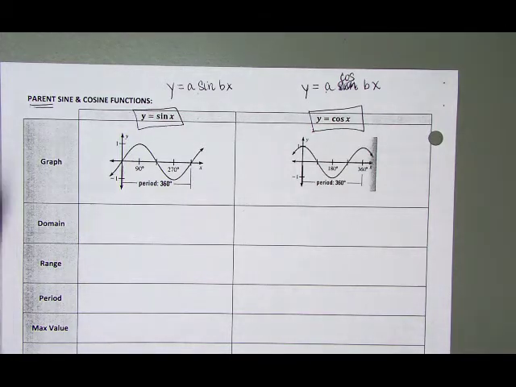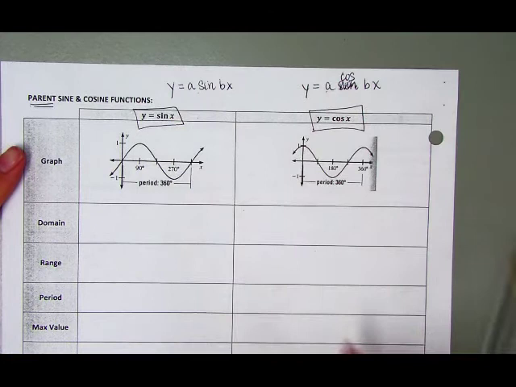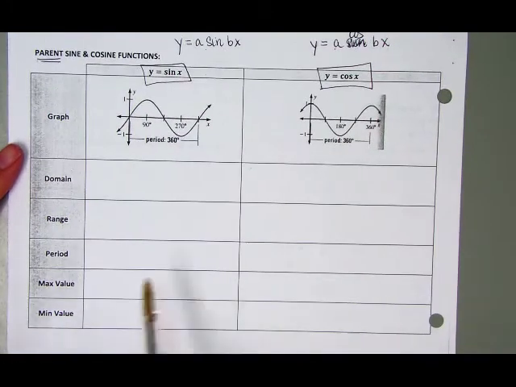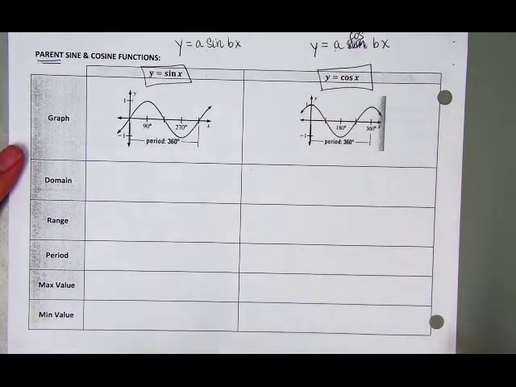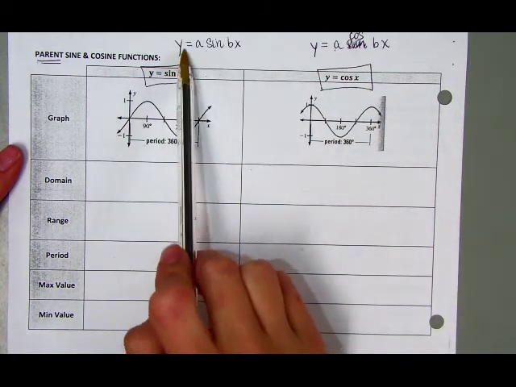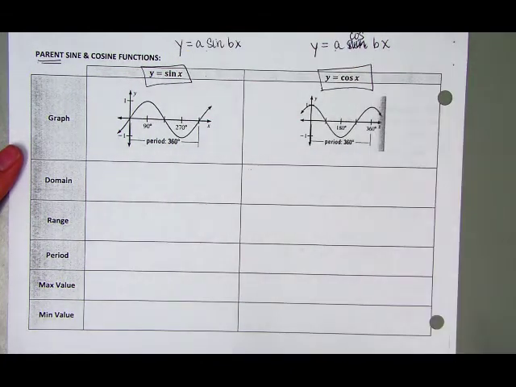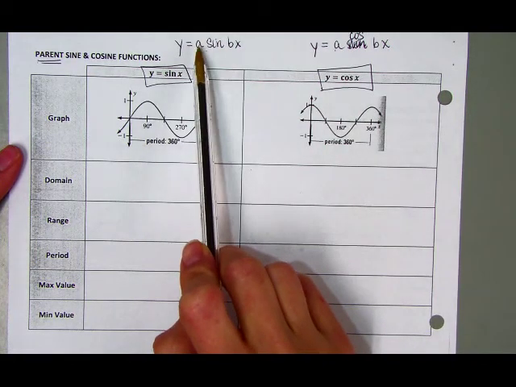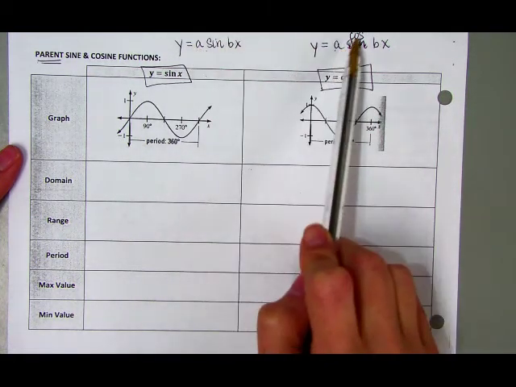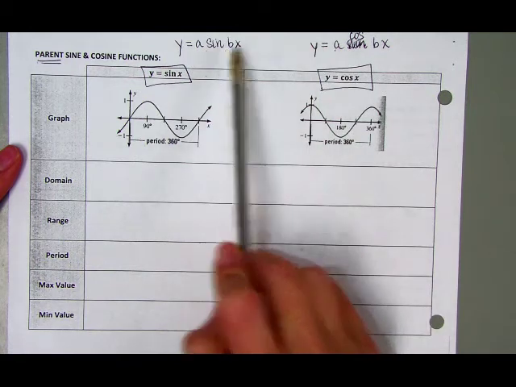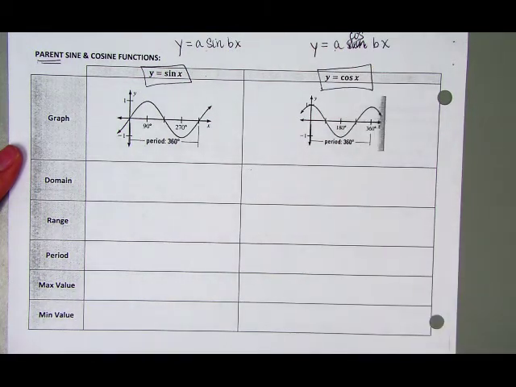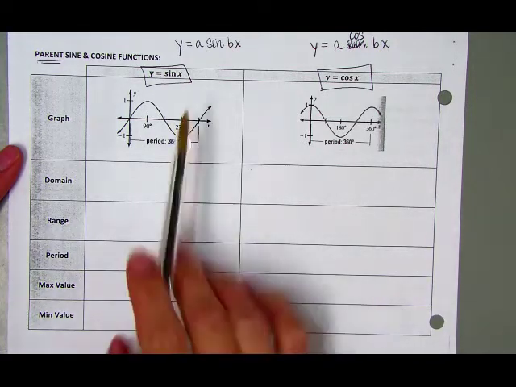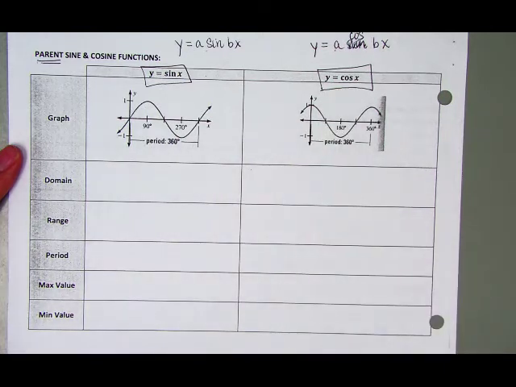So let's fill in some of this information. We're going to go straight down along this sine, and then we'll move over to our cosine. So our parent function, again, our general forms of sine and cosine are given to you guys above. A and B are both constants. A is in front of both sine and cosine, and B is that number in front of x, and we'll talk a little bit about what that means in a little while. But our parent function is when both A and B are in fact 1. So these are our parent functions for both sine and cosine.